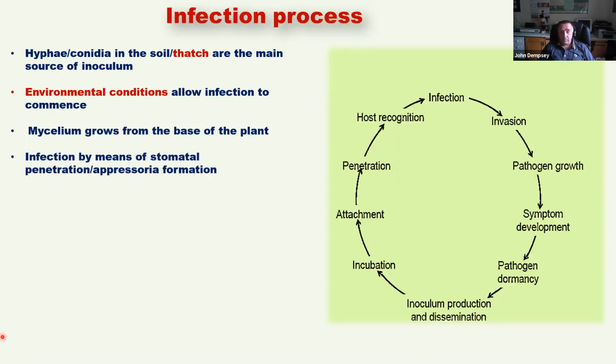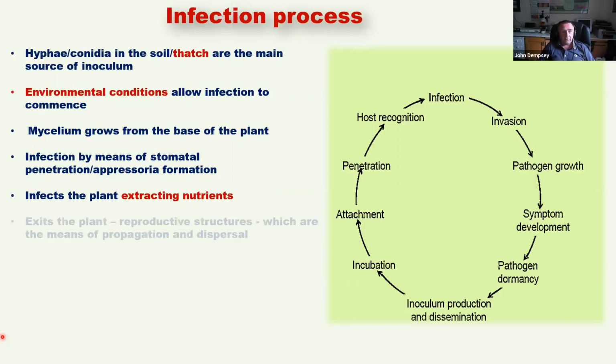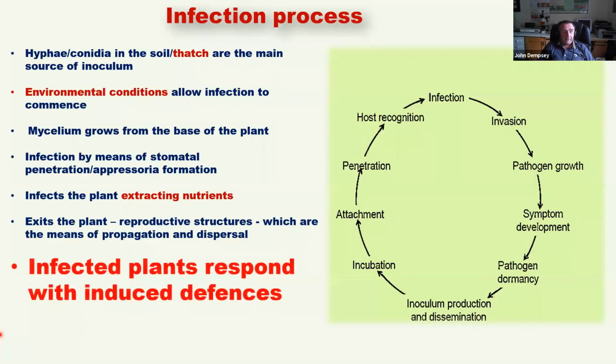Some, as with Microdochium, will enter via stomatal penetration. Others form what are called appressoria, which are structures which burst through the outer layer of the leaf, the cuticle. So they will physically break through into the plant. When they're in, they have to break down the cell walls, and they have to extract nutrients, and then they'll exit and produce reproductive structures, and then these are spread and the whole process reoccurs. But the key thing today is that infected plants respond with these induced defense mechanisms.